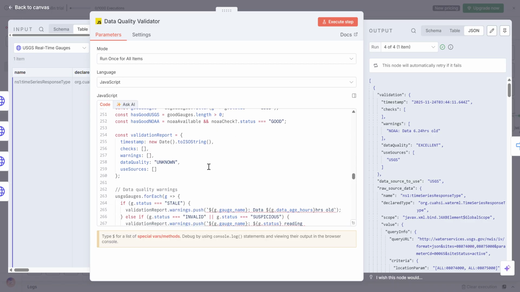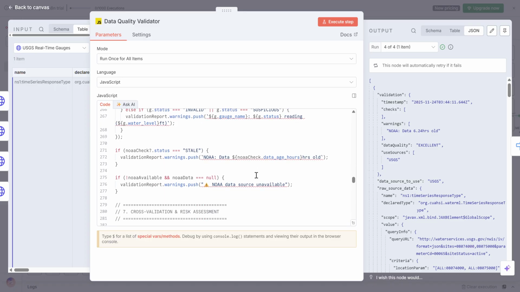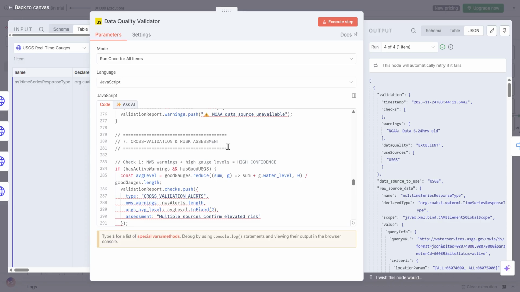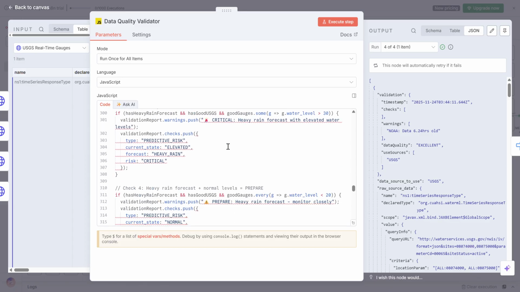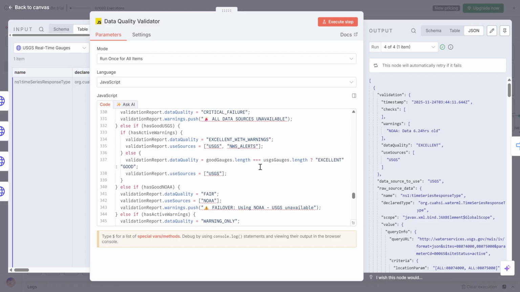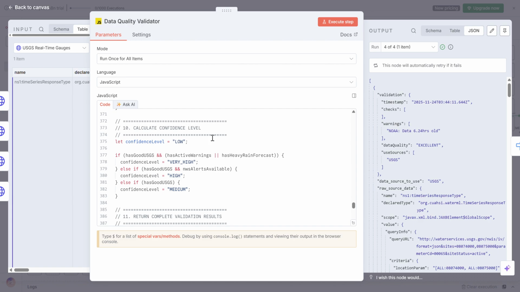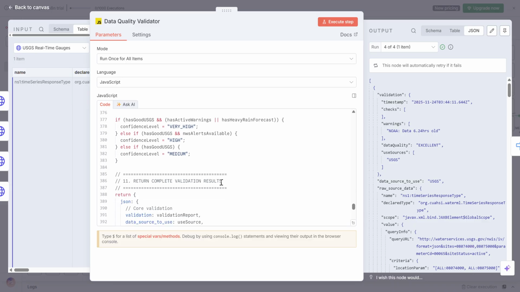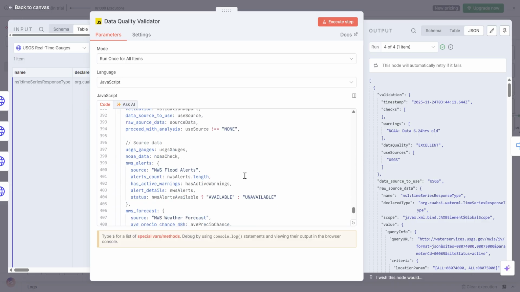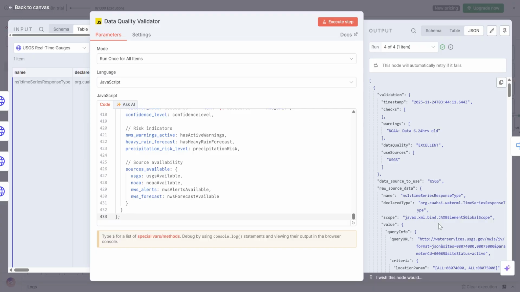Then we go for the validation report, and the data quality warnings are set. Once the cross-validation and risk assessment are done, we determine the overall data quality and select the primary data source. We calculate its confidence level, whether there are warnings or heavy rain forecast, and then we return the complete validation results, and this is the output of the complete validation results.